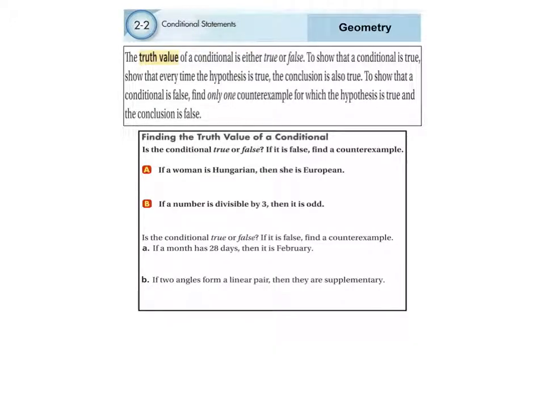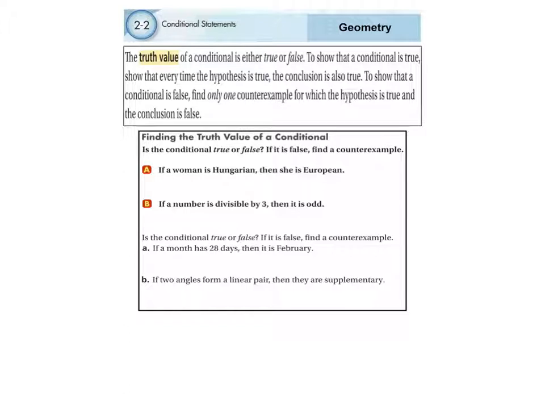The other part of being able to write if-then statements, and we talked about this in vocabulary, is being able to identify the truth value. Is it true or is it false? Okay, so in this case, we talk about truth values. I said the truth value of a conditional is either true or false.